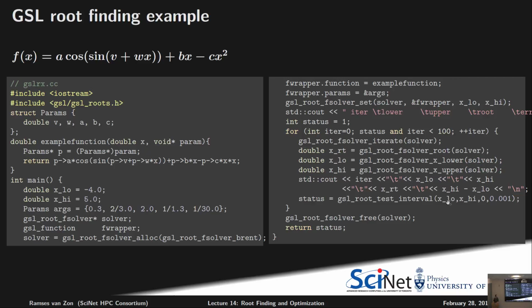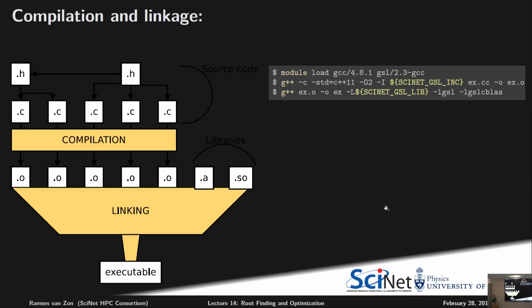It tests whether the interval between low and high is smaller than 10 to the minus 3. If that is so, it will set the status, and that's what this status thing is doing here. If the test is successful, then it will set the status to something that causes the iterations to stop. So this is the code, and all of these codes kind of look like this. So at some point you'll have to look at that a bit more.